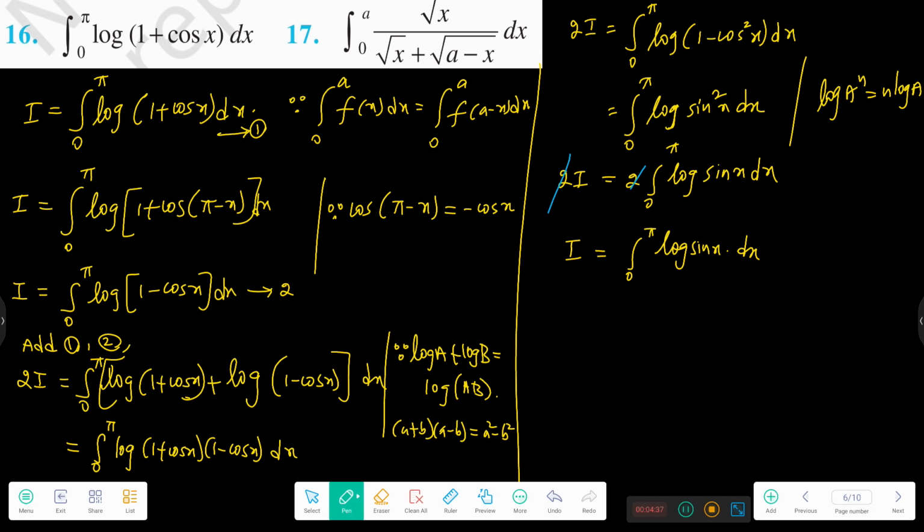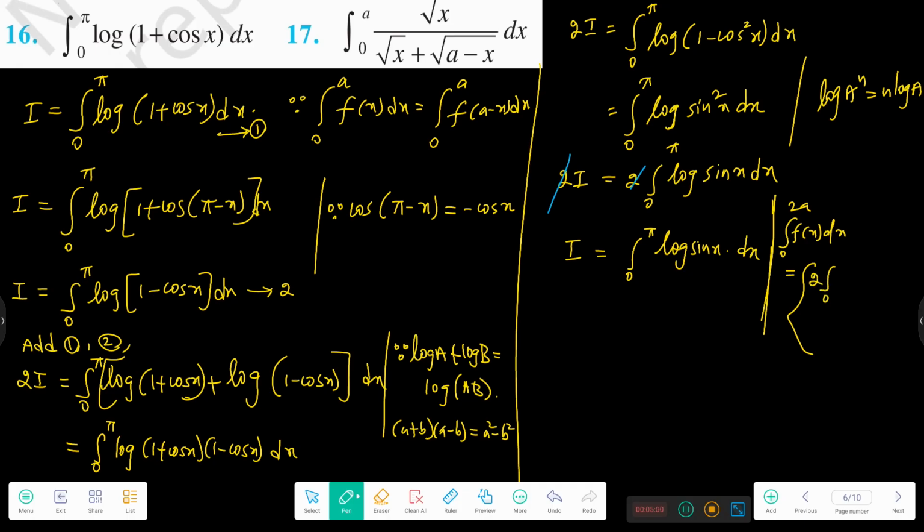Now again it looks like the same formula. If you use sin of pi minus x, again it is the same, no change. Then don't use that formula. We will go to one more formula then. The integral from 0 to 2a of f of x dx is equal to, there are 2 answers.